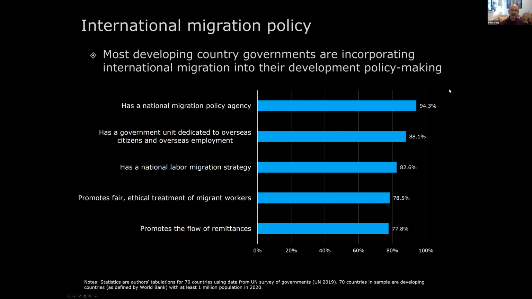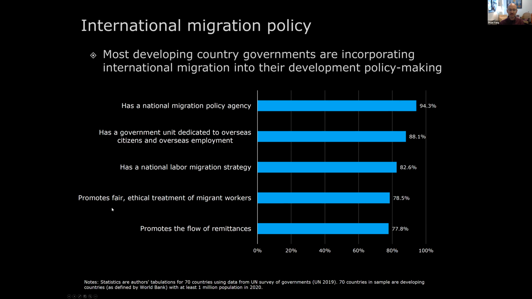So basically, 94% of developing countries with above 1 million population, which is the vast majority of population of the developing world, have a national migration policy agency. 88% have a government unit dedicated to overseas citizens and overseas employment. About 83% say they have a national labor migration strategy.